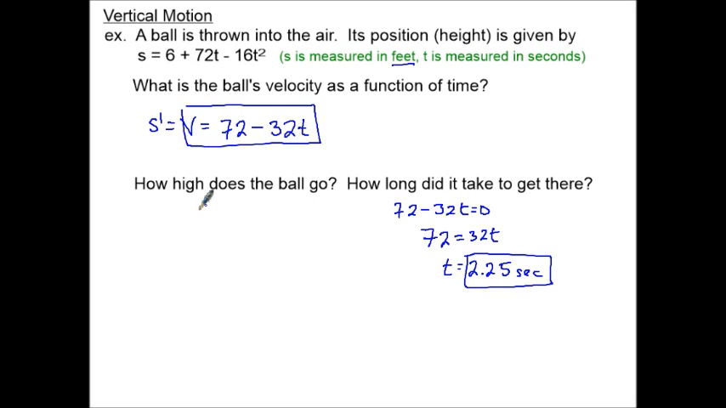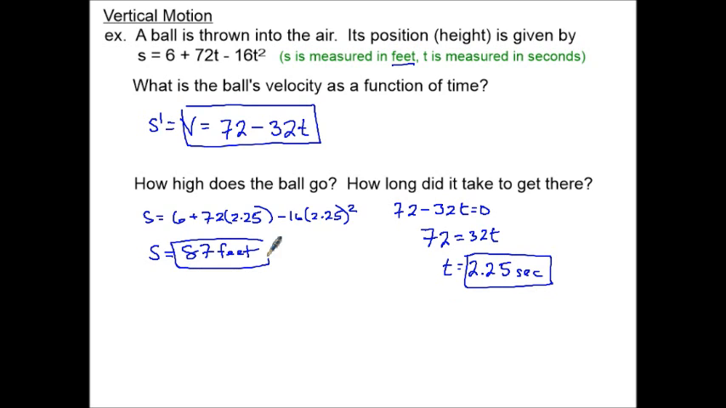And then how high does the ball go? Well, now that I know that, I know that I can go to my position function, again, which is realistically just a height function. So then my position is going to be 6 plus that time where it stops going up, 72 times 2.25 minus 16 times 2.25 squared. Alright, a little calculator button pushing later, I should get my position, my height, is 87 feet in the air.